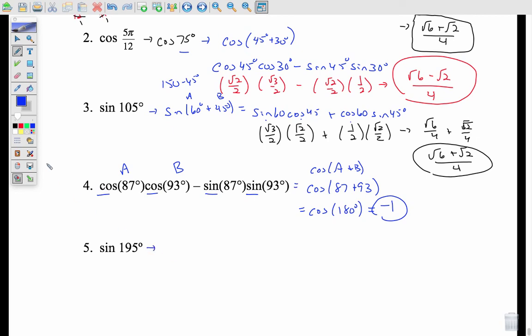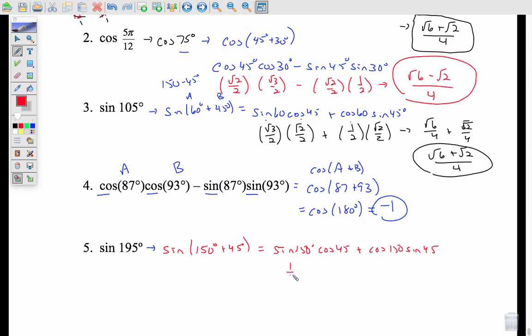One more on this page, the sine of 195. So we're looking for two angles we can add or subtract, and again there are multiple combinations we can use. One that pops out to me right off the bat is 150 plus 45. Again, there's other options to use. I'm going to go with that one. I'll expand that out. Then the sine of 150 times the cosine of 45 plus the cosine of 150 times the sine of 45. Now it simply becomes pulling values off our unit circle.